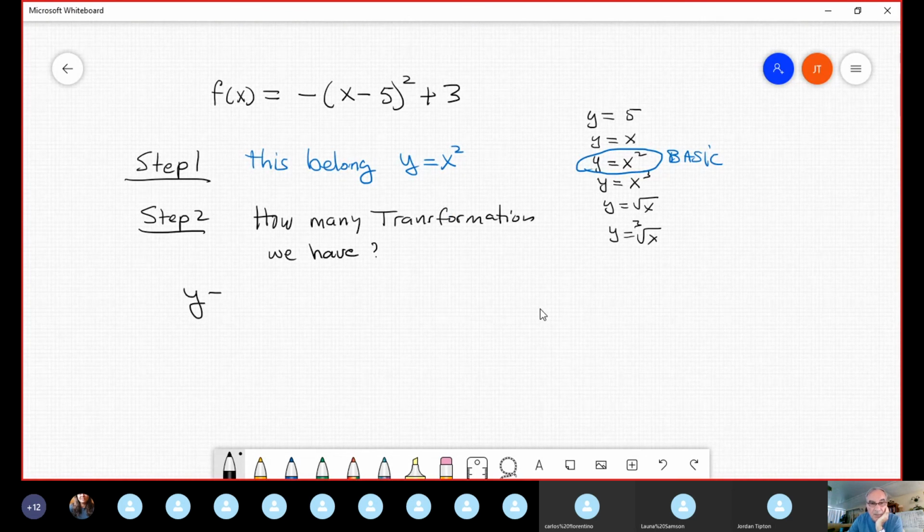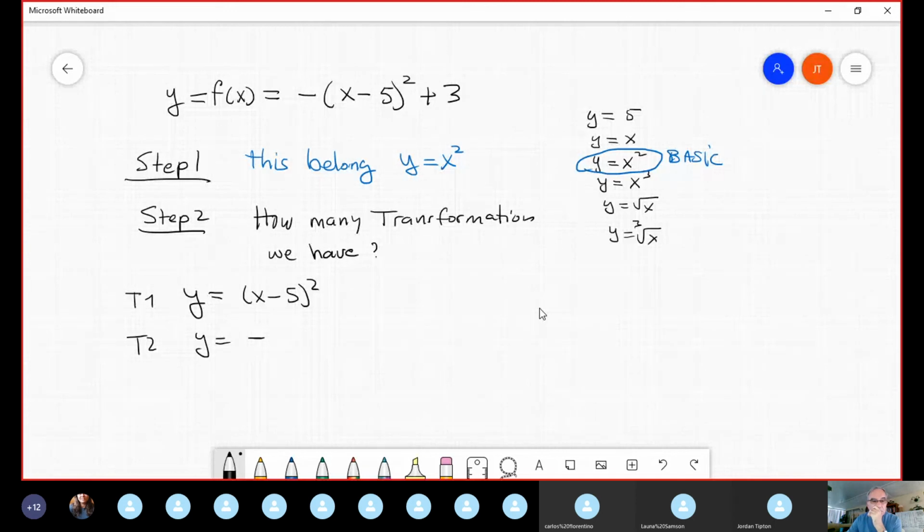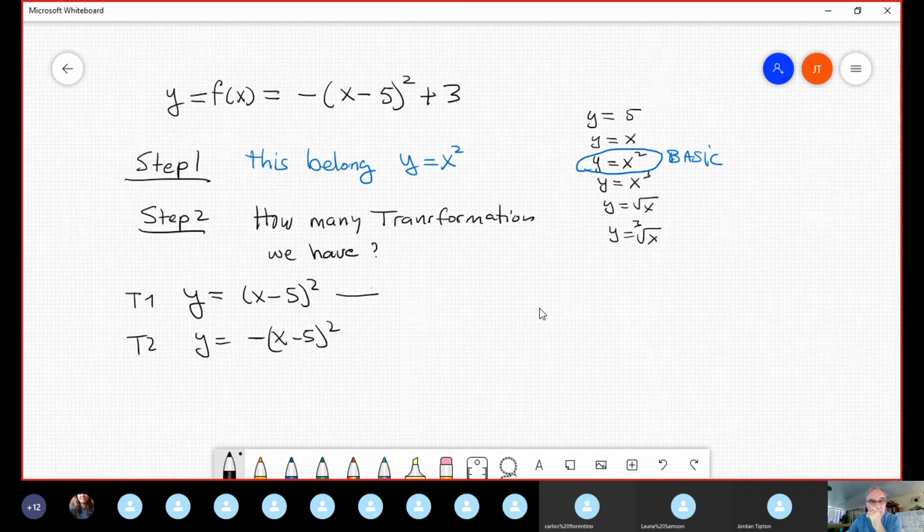So y, let me replace f of x with y. You know it's the same. y is (x - 5) squared. We are doing this transformation. After transformation number 1, transformation number 2 is change the sign. This is the horizontal, no? Horizontal shift, because inside the parenthesis is horizontal shift.